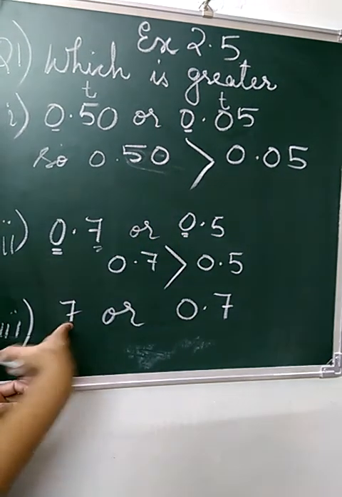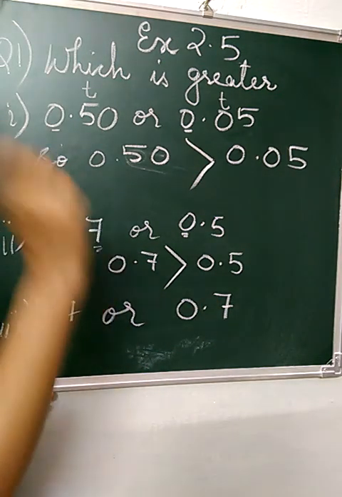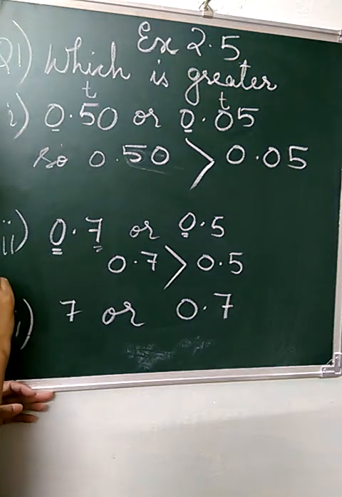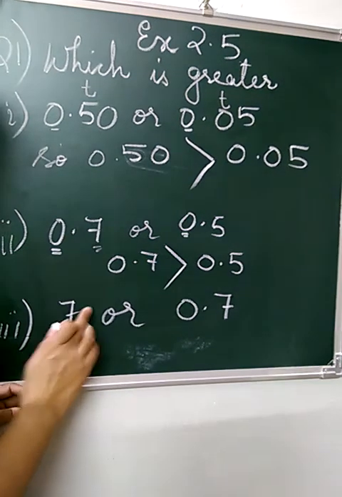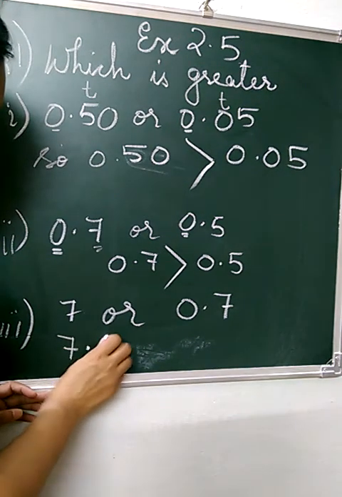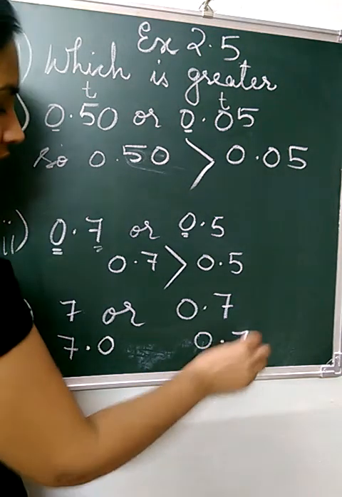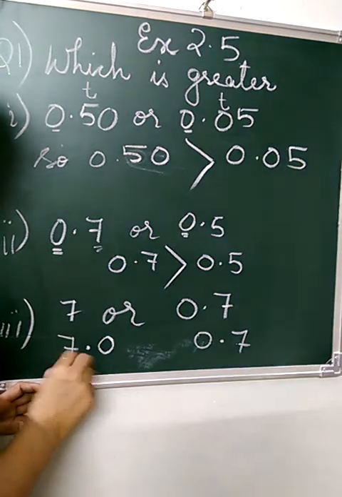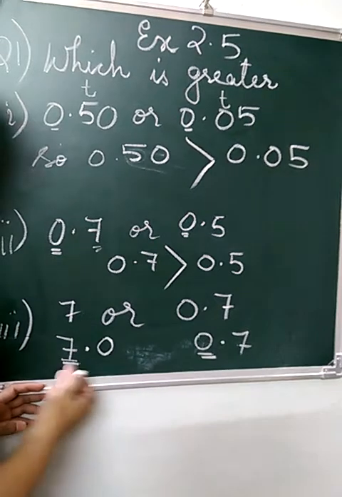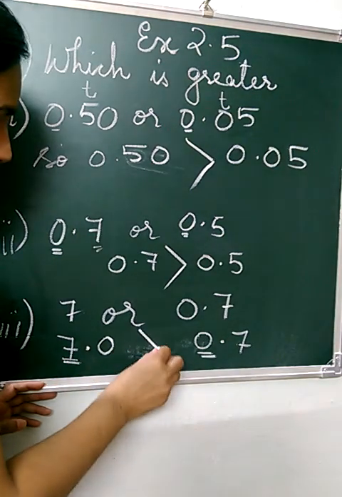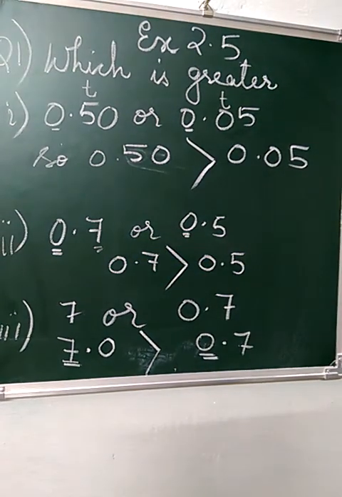Now this is 7 and this is 0.7. Now this is a whole number. It doesn't have a decimal, so I told you you can convert a whole number into a decimal by putting a decimal on the right side of the number. So 7 can also be written as 7.0, and this is 0.7. So first we compare the whole numbers. This is 7 and this is 0. There is no need to go further because they are not same. So obviously 7 is greater. So this particular number is greater. So this completes the first, second, third part of question number 1.